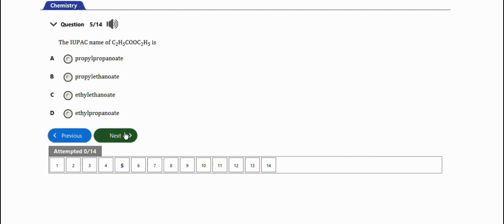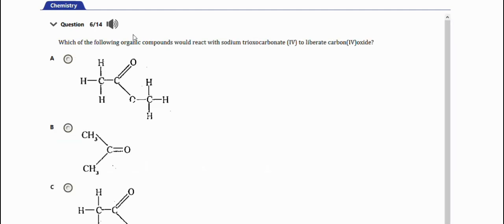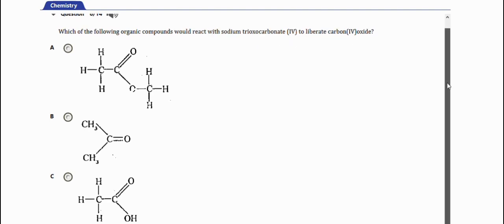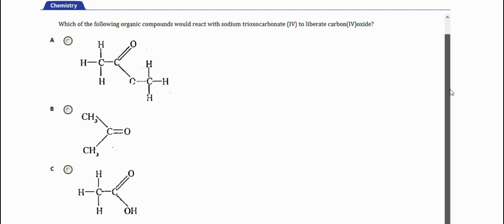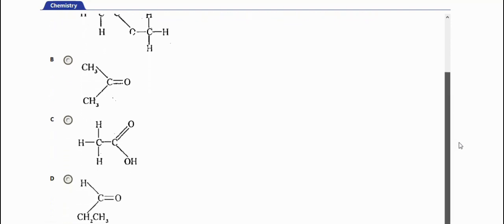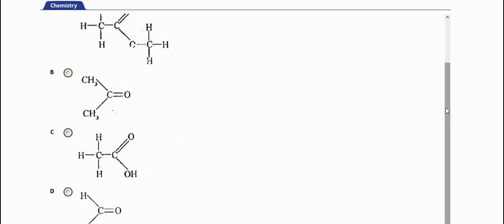Next question will be this one. It says, which of the following organic compounds will react with sodium trioxocarbonate(IV) to give carbon dioxide? The one that has a carboxylic acid group will be the answer. We have seen it, we are having COOH, a carboxylic acid group. So that's the answer to this question, option C.